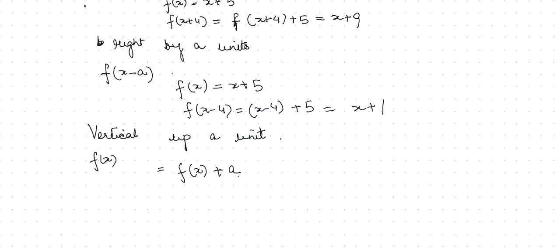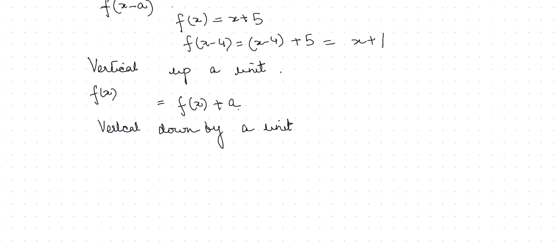And if it is vertical down by a units, then we subtract a from the whole function. So we are subtracting a from the whole function if it is vertical down by a units.